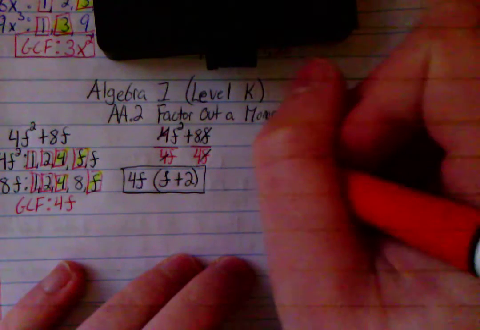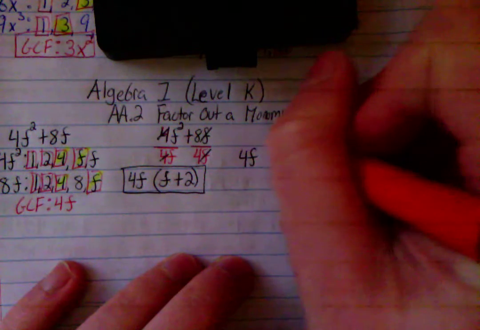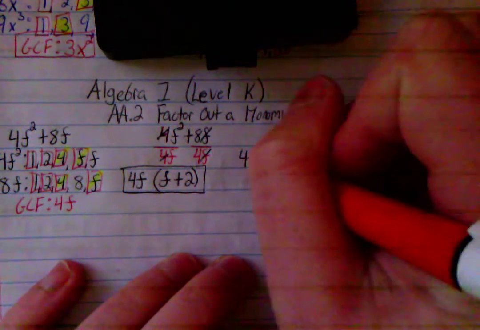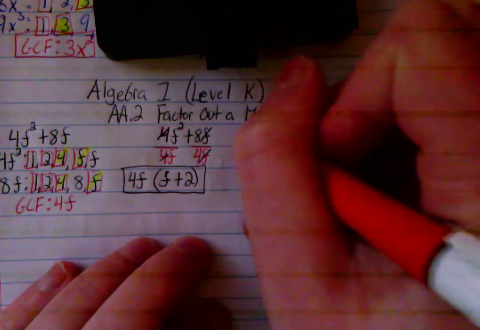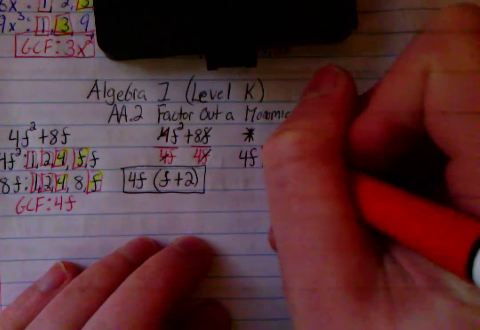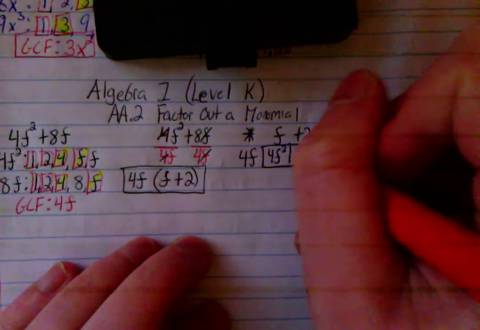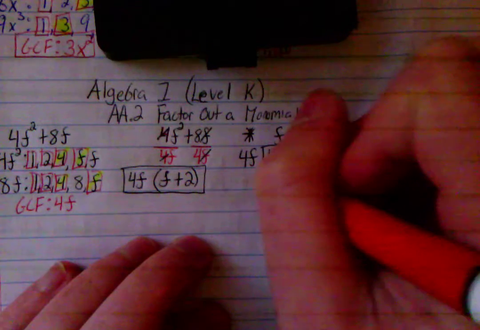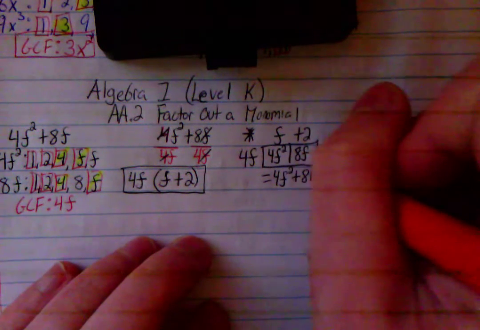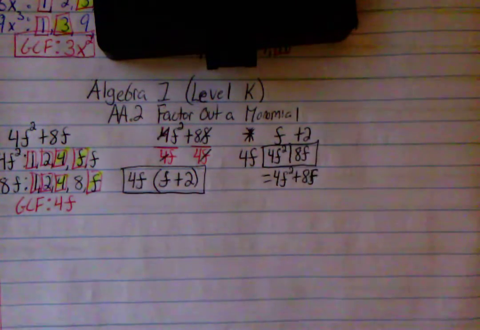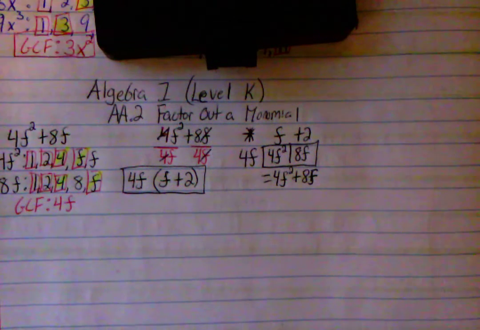So if I were to write that out, I'm going to do this using the area method. So 4f times f is 4f squared. 4f times a positive 2 is 8f. So that equals 4f squared plus 8f. Okay, so that confirms that I am indeed correct.